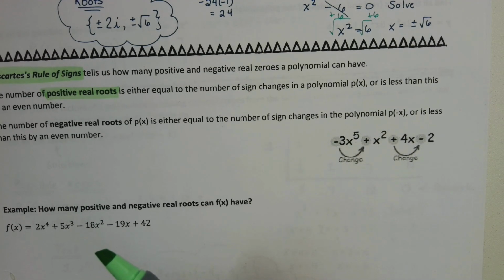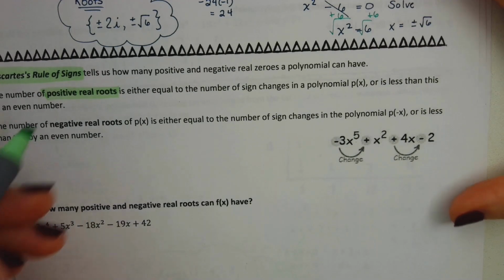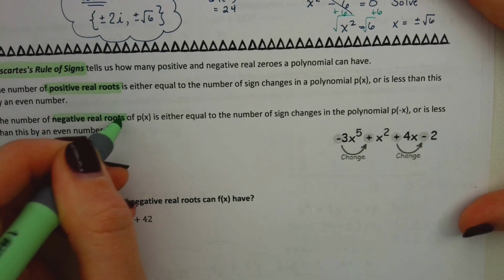So it might have 2 positive roots, or it might have 0 positive roots. That's what they discovered back in the day. Fascinating, right? And it works the same thing for negative real roots.